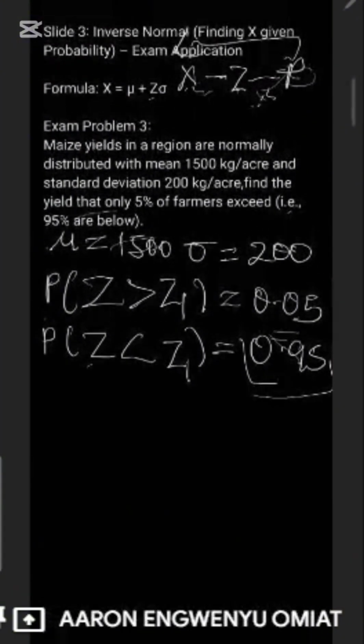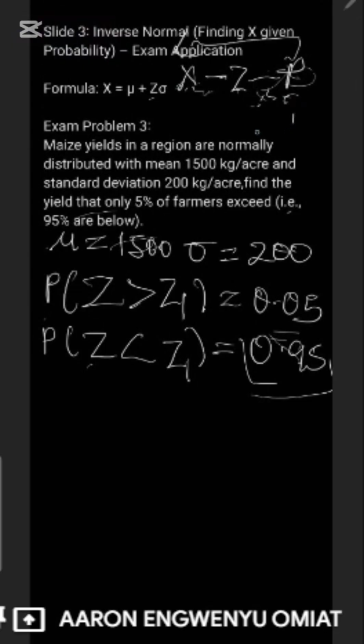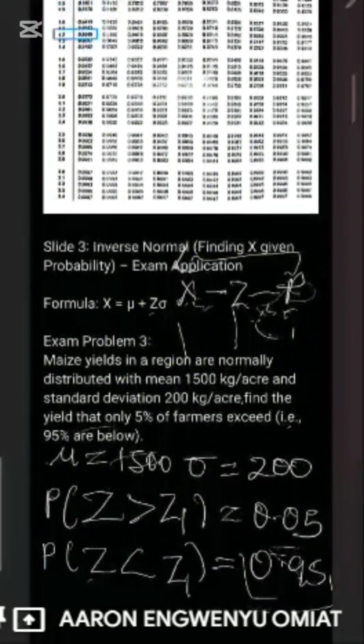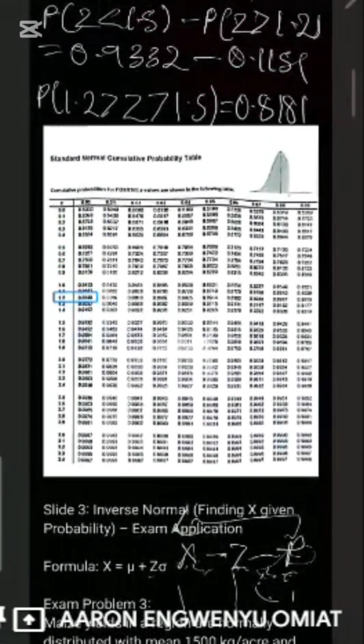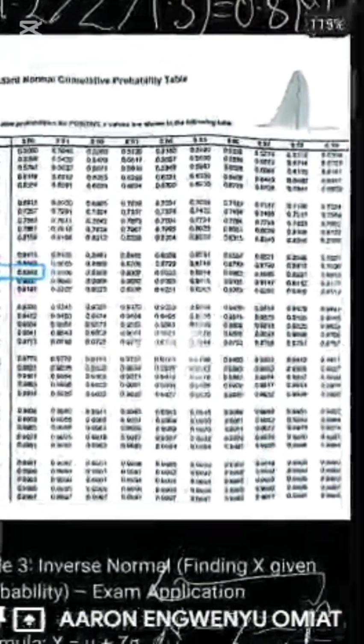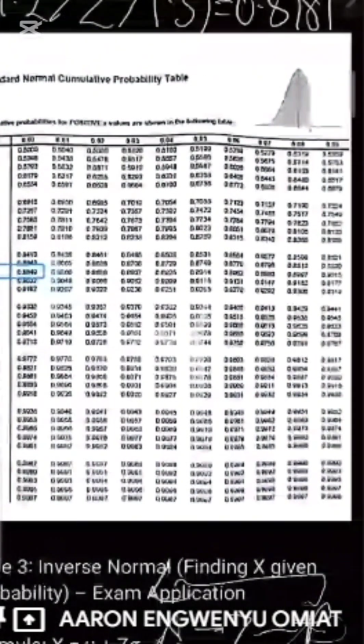Actually, we are not yet at the step of X. Let's call this Z1, or small z, whatever you choose. So we're given the probability, and they want us to find the x. We are going to first find the z value, then using the formula, find the x. The z value we shall find using the table, so under the probability section we look for a value that corresponds to 0.95.